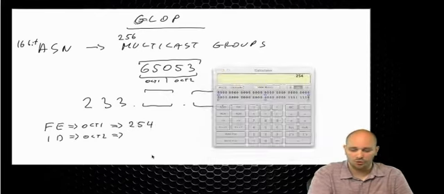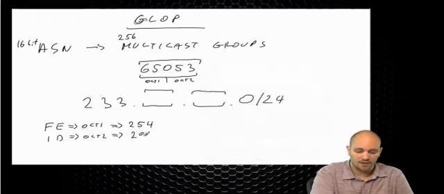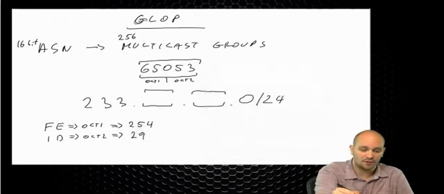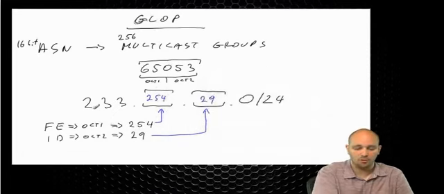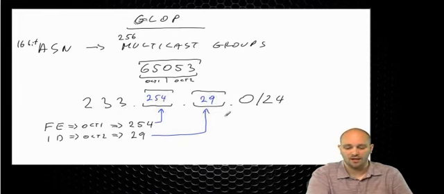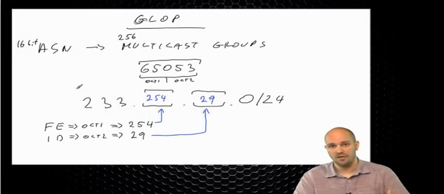And octet number 2 is 1D, so this is 1D. When I convert it, it's going to be 29. So basically what I'm going to do here, because this is octet 1, this is going to go here, and this is going to go here. So basically, the GLOP range that I can use in my network is going to be 233.254.29.0/24. So I have these 256 groups available for use in my network.